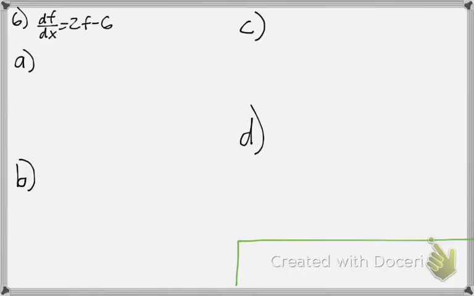Question number 6 says, consider the equation of change df over dx is equal to 2f minus 6. Part A says, what is the sign of df over dx when f is less than 3? So we can just plug in a test point.